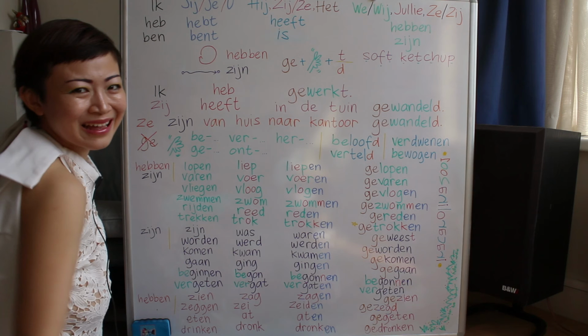Gaan, ging, gingen. Why did I move to this line instead of this line? Let's continue to this one. Komen, kwam, kwamen, gekomen, come. Always with zijn, this one. Gaan, ging, gingen, gegaan, gone, because this is go, went and gone. Always with this.